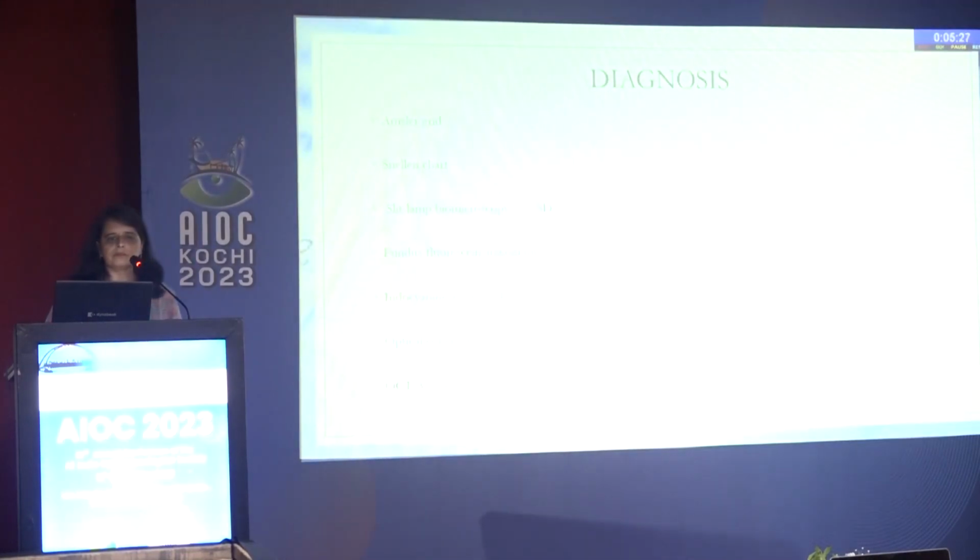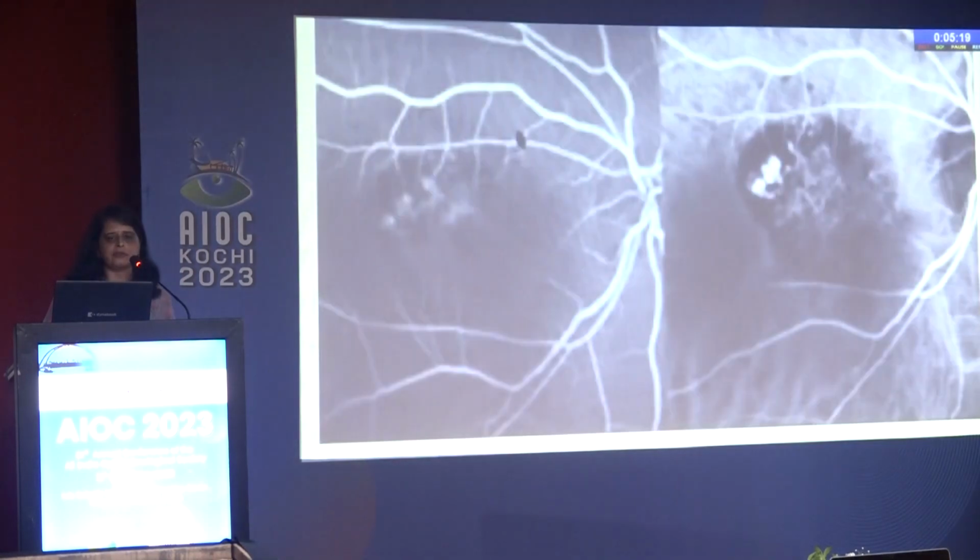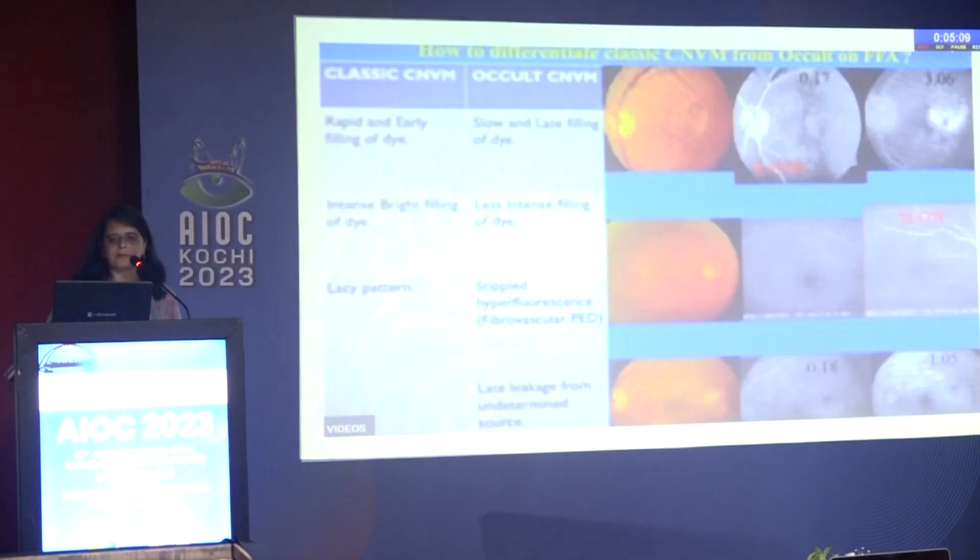So diagnosis is based on Amsler grid, Snellen's chart acuity, slit lamp biomicroscopy, fundus fluorescein angiography, ICG, OCT, and OCT angiography. We can see that in fluorescein angiography, we don't see the occult lesions as well as we can see in the ICGA. You can see the hyperintense lesions on OCTA.